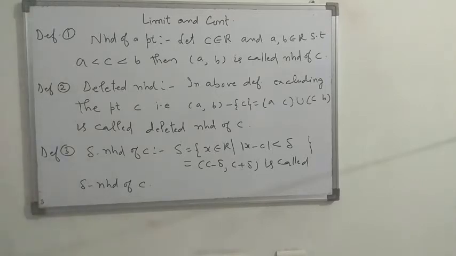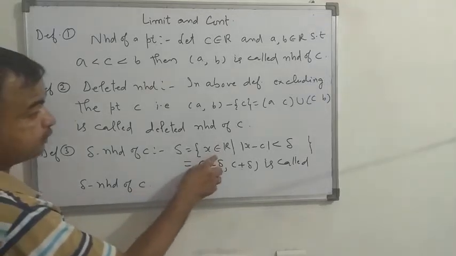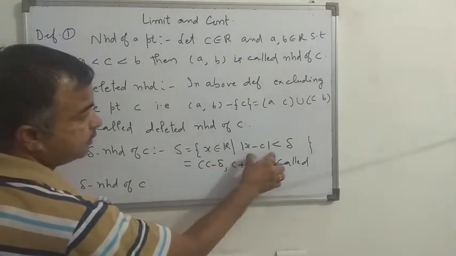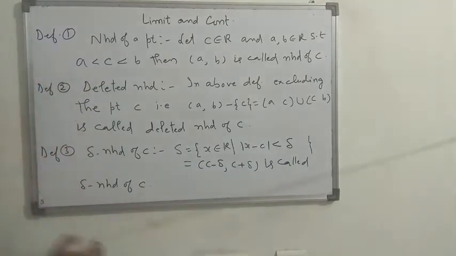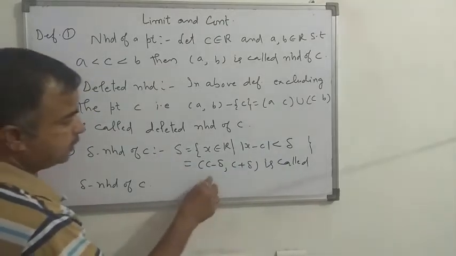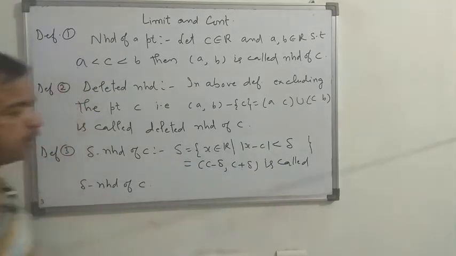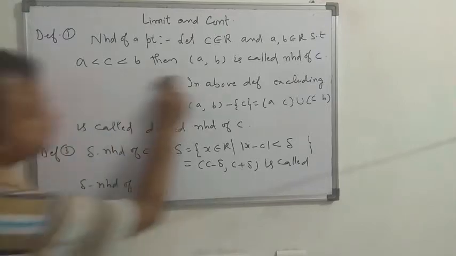Similarly, third definition, delta neighborhood of c. It is the set of those real numbers x which satisfy modulus of x minus c less than delta. This is the set of points which lies in the interval (c minus delta, c plus delta), and it is called the delta neighborhood of the point c. That's the third definition.